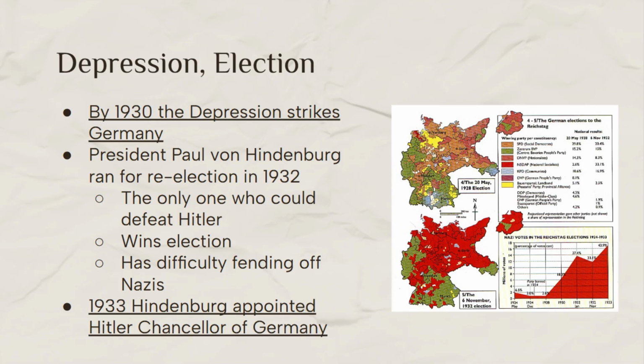They're supposed to be holding elections. And so the president at the time runs for reelection, and he's really the only one that could defeat Hitler. He was pretty popular. But what happens is that he has difficulty fending off the Nazi party. They're very violent. He appoints Hitler as the chancellor of Germany after he gets the presidency again. But it's not long after that before Hitler is able to muscle him out of the way.